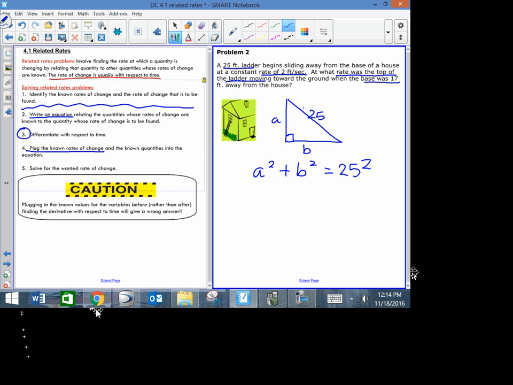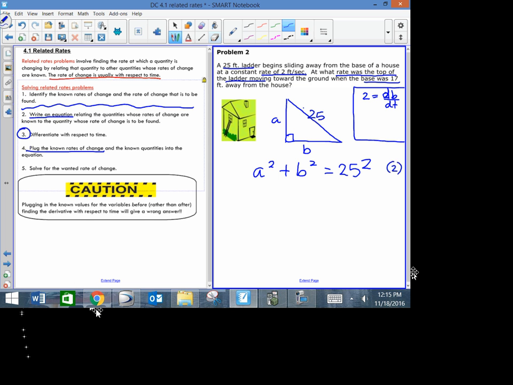She said something about putting that 17 on there. I don't want to put the 17 on here because the 17 is just at that one moment. If it's changing, you want to have a variable on the side. So I already did step 2. What's step 1? What do we know here? What's the rate of 2 feet per second? Which one is that, dA/dt or dB/dt? Sliding away from the base, I would say. Is it getting bigger?